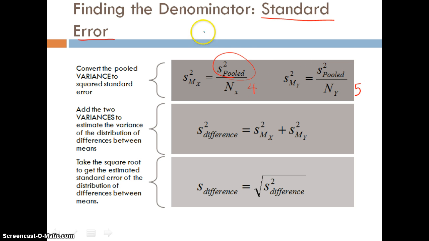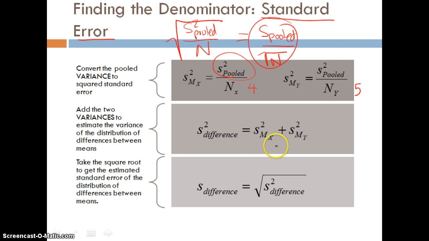And this is analogous: if we took the square root of this whole thing, if we said s squared pooled divided by n, and took the square root of the whole thing, we could say s pooled over the square root of n. And this should look familiar. That's the standard error, right? So that's why this is s squared pooled. It's the variance divided by n.